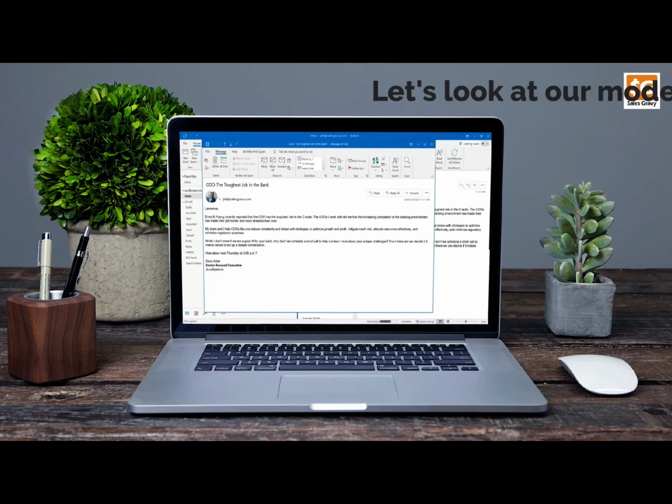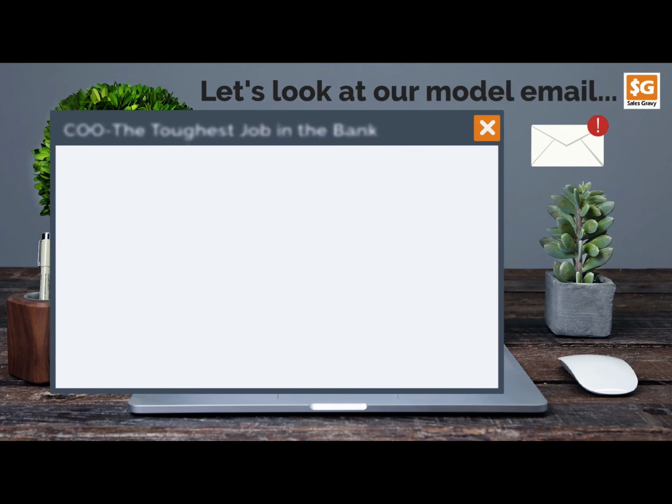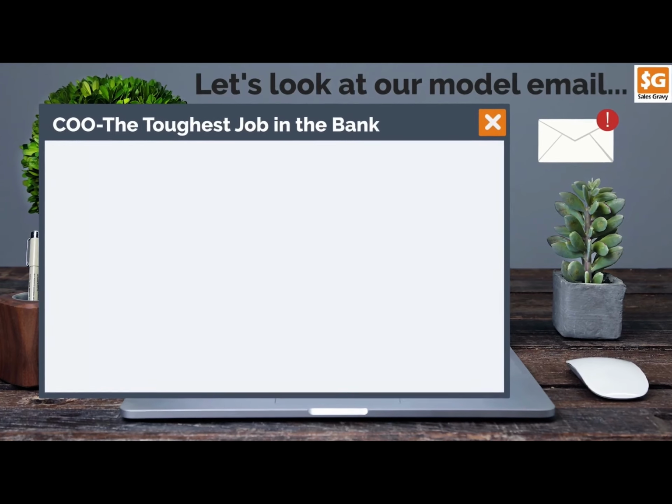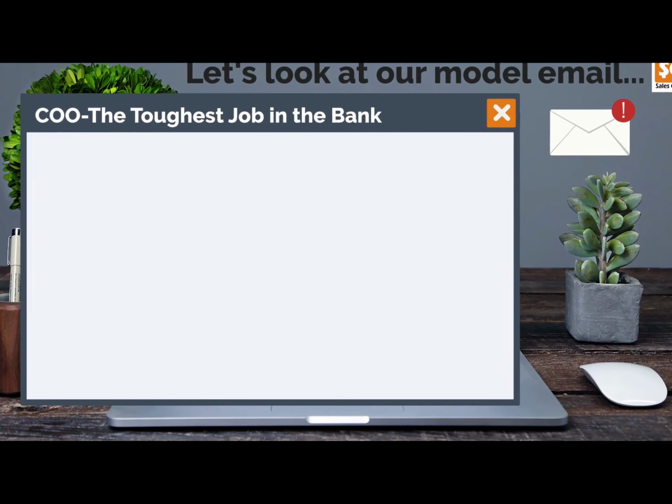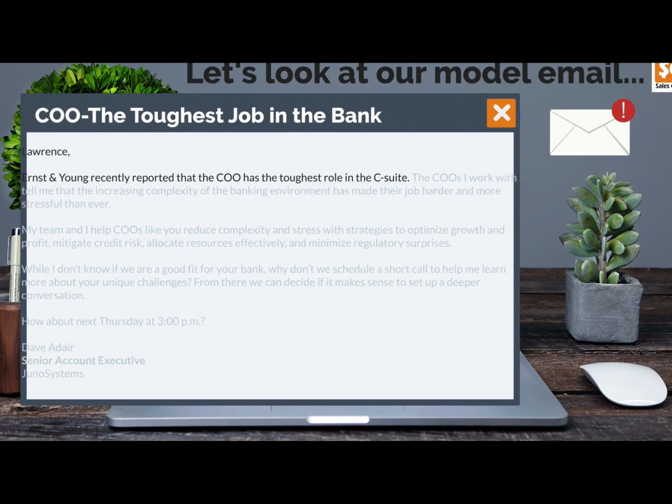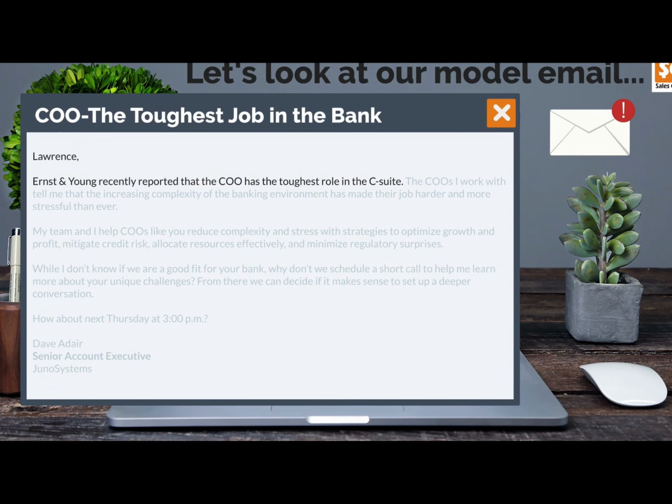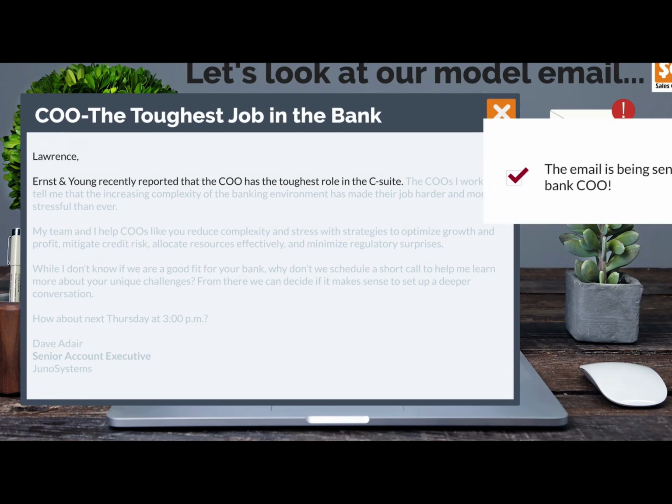Let's take a look at our model email again. The subject reads, COO, the toughest job in the bank. Let's recap the beginning of the email. Lawrence, Ernst & Young recently reported that the COO has the toughest role in the C-suite. Let's focus just on the hook. This email is being sent to a bank COO. The subject line uses the acronym COO and the word bank. It implies that the COO has the toughest job in the bank.